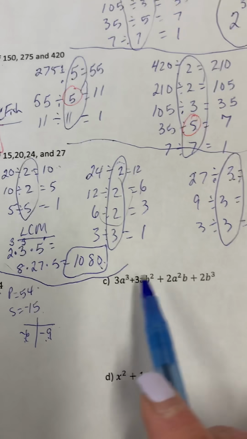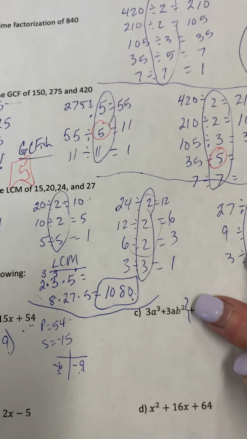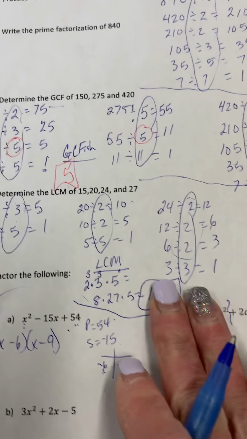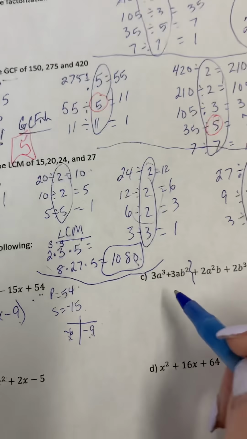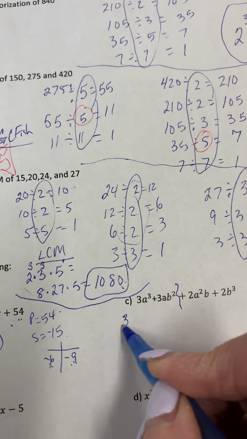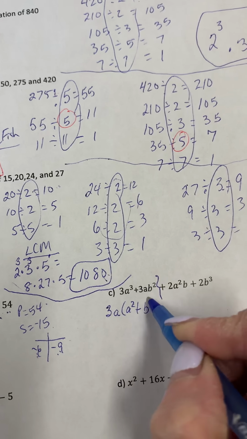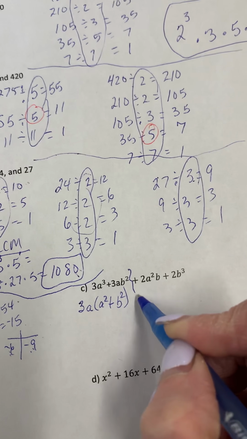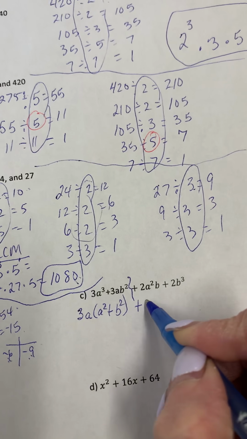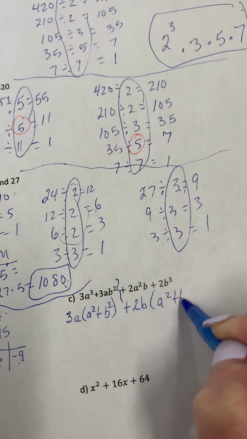Moving on over here. Okay, as soon as you see four terms, you should think squiggly line. So now we're just going to do a greatest common factor of the first set and a greatest common factor of the second set. It's a greatest common factor of 3a cubed and 3ab squared. I can take out a 3 and an a, and I'm left with a squared plus b squared. I take the sign that is sitting here, plus, what can I take out of these? I can take out a 2, and I can take out a b. I'm left with a squared plus b squared.